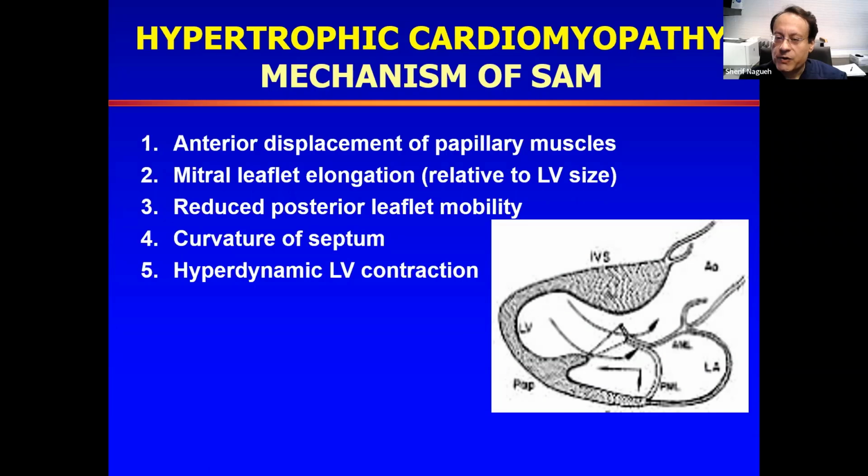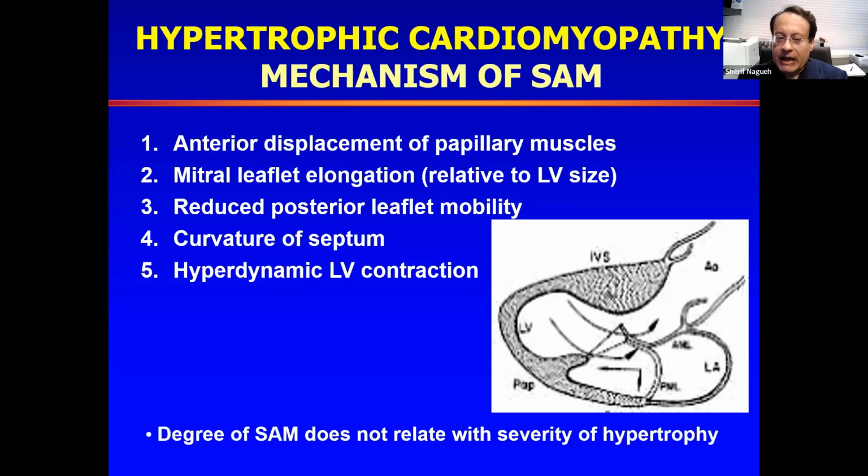Certainly, the curvature of the septum and the thickness of the septum will also bring it closer to that mitral valve. And in many situations, the hyperdynamic basal septum as well will bring the anterior leaflet and the septum closer to one another during systole. In many patients, the degree of systolic anterior motion does not relate to the severity of hypertrophy, and mitral valve abnormalities can play a dominant role in some cases. This is important because that has implications for treatment, and we'll try to touch on that in the later part of the webinar.